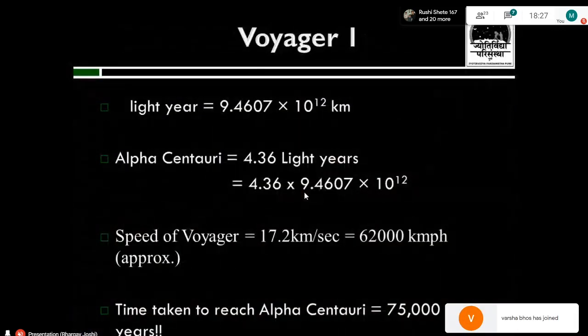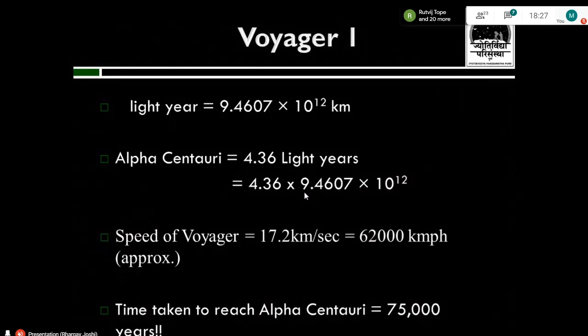In order to understand the perspective, Voyager 1 was one of the fastest man-made objects ever. It has a speed of 62,000 kilometers per hour. It is one of the fastest man-made objects. So let's say Voyager is traveling to the nearest star to our solar system, which is at a distance of just 4 light years. Just 4 light years.